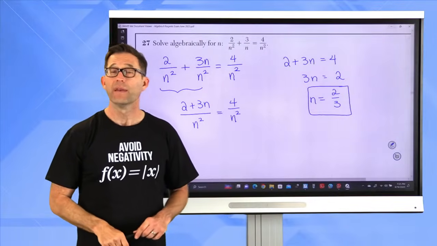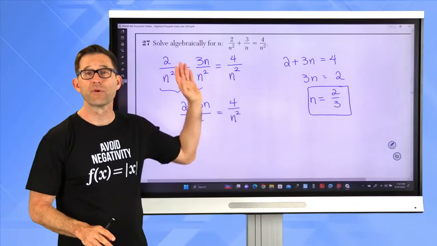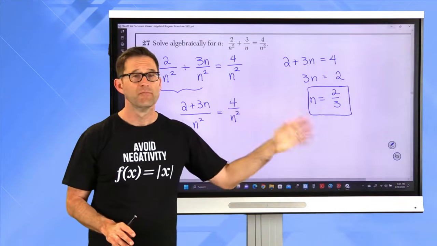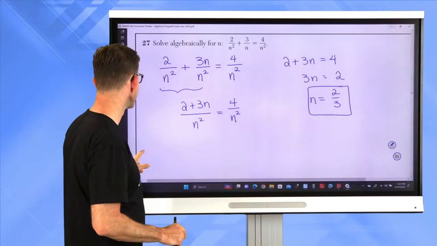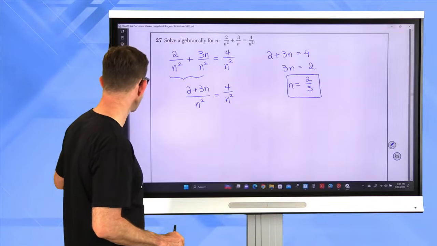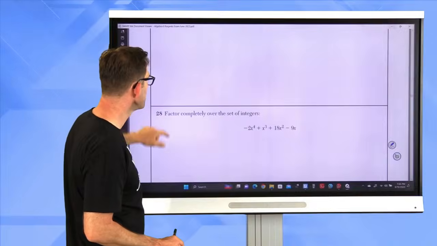Now again, you'd also get n = 2/3 if you multiplied both sides by n squared and had all of those cancel out. But getting a common denominator works really, really nicely. All right, let me go back to fit width. Fit width. I don't know why, it's just fun to say.